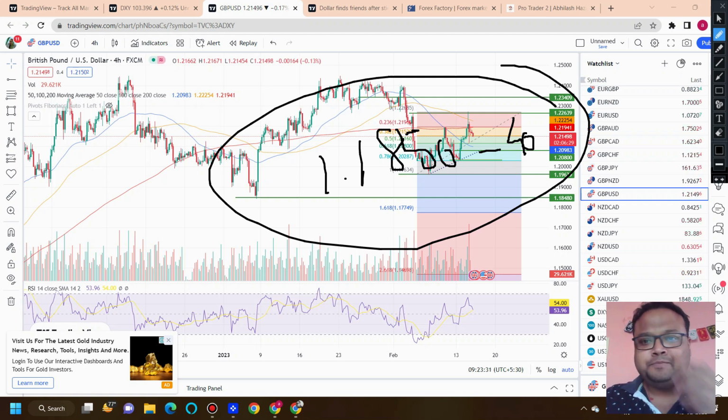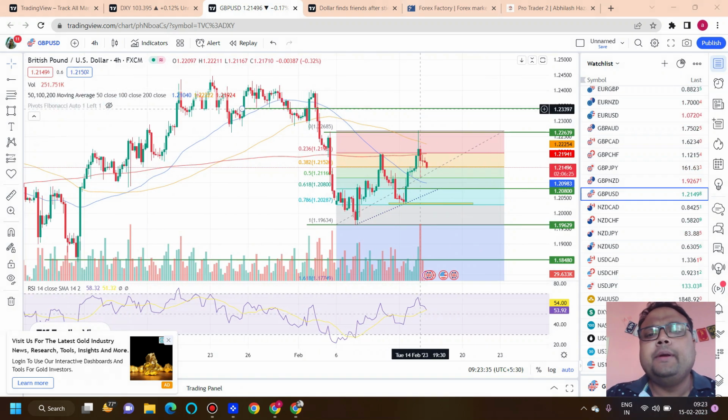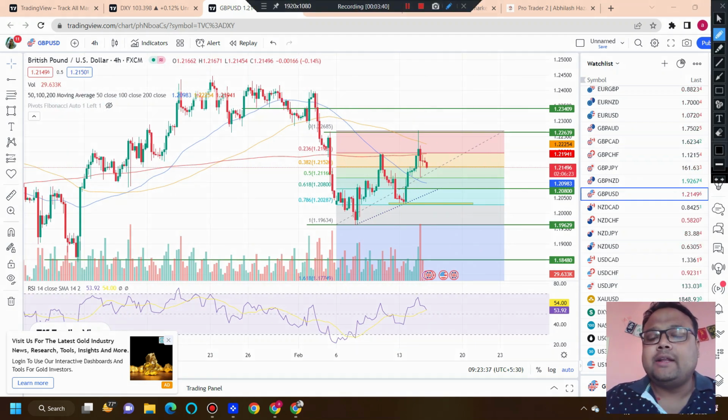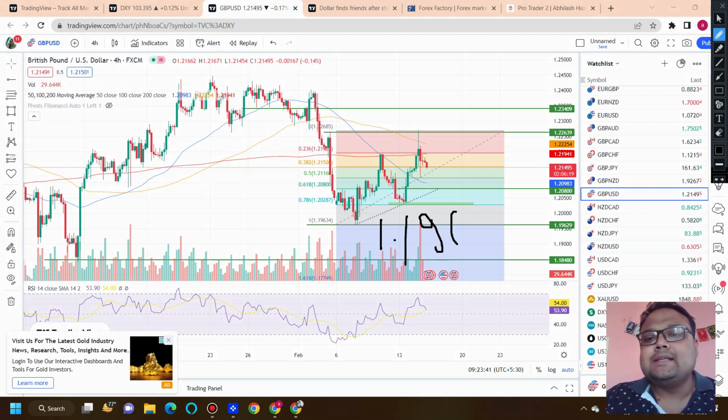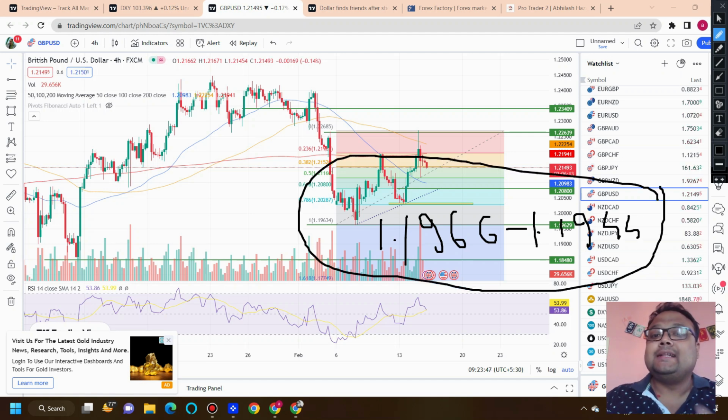But the strongest support is also very far away. We also saw the market respecting beautifully the second support that we have been discussing, which was 1.1966 to 1.1944. This support level is still very much valid. But again the same problem: this level is also far away.